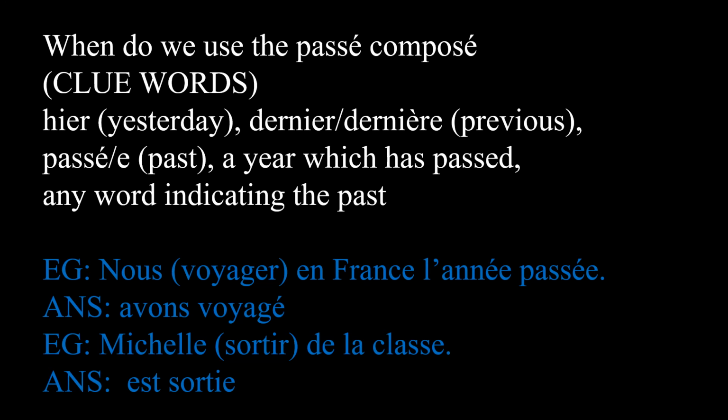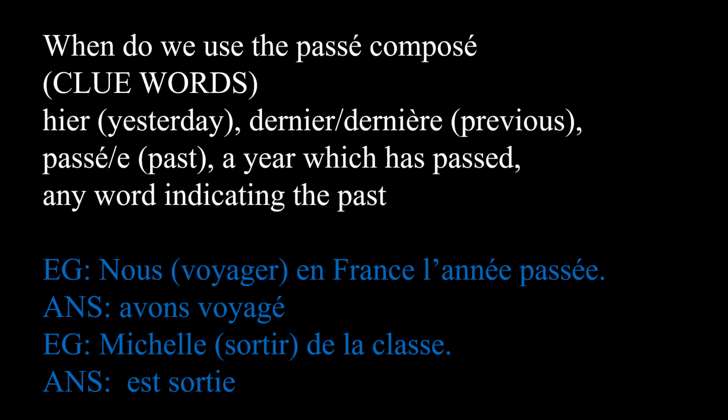Words that signal the passé composé are hier, dernier, passé, any year which has passed, like 1920, 2010, anything like that, or simply any word which gives you an indication of the past. So for example, nous voyager en France l'année passée. L'année passée is last year, which is giving you the indication that you have to use a simple past tense. Voyager is conjugated with avoir, so you would put avons, and then the participle. It's a regular ER verb, so you cancel the ER and you put É.